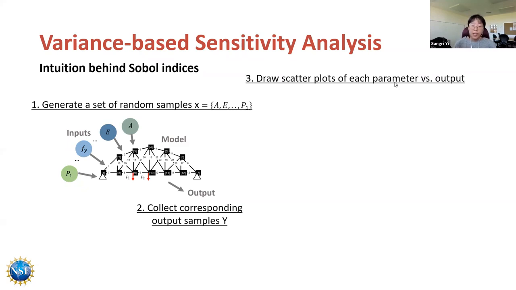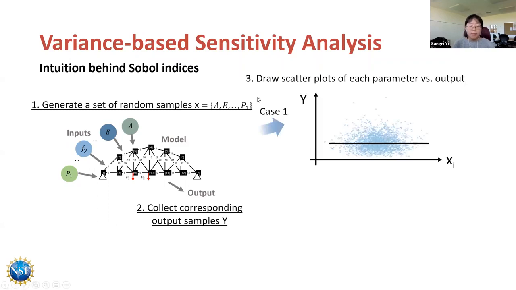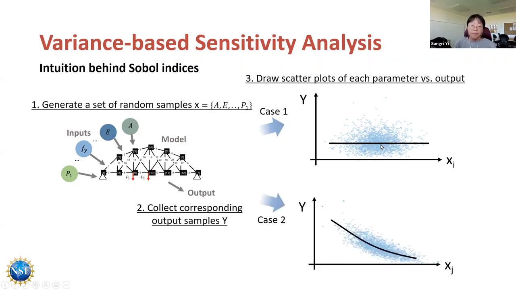And then now you can draw scatter plots of its output parameters, each input parameter versus output. For example, maybe you can first consider variable A and draw a scatter plot of A versus maybe mid-span displacement, and you will have some scatter plot like this. And in the second case, you can do the same for the other variable. For example, you can collect samples of E and draw it with corresponding output values.